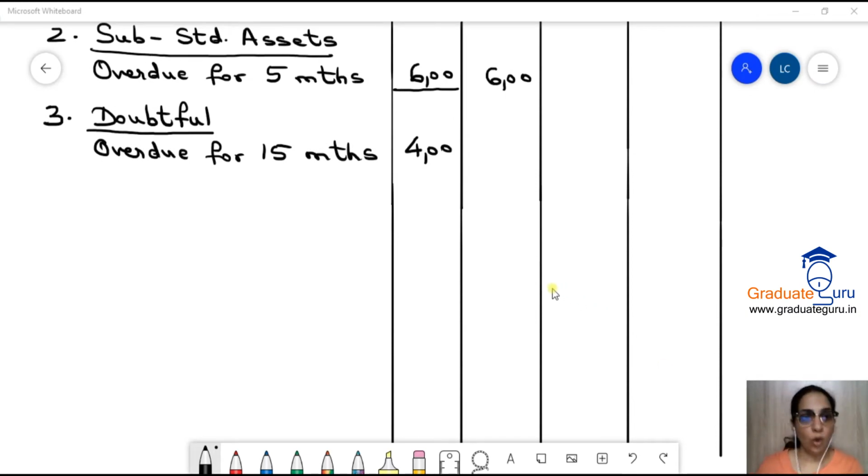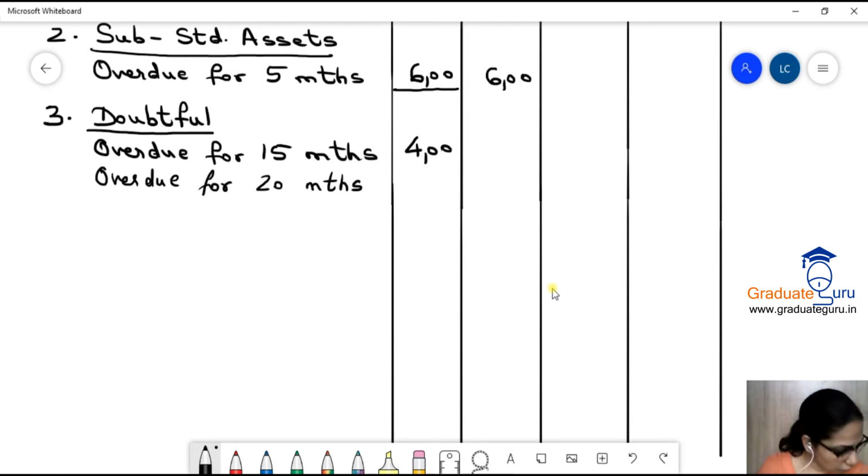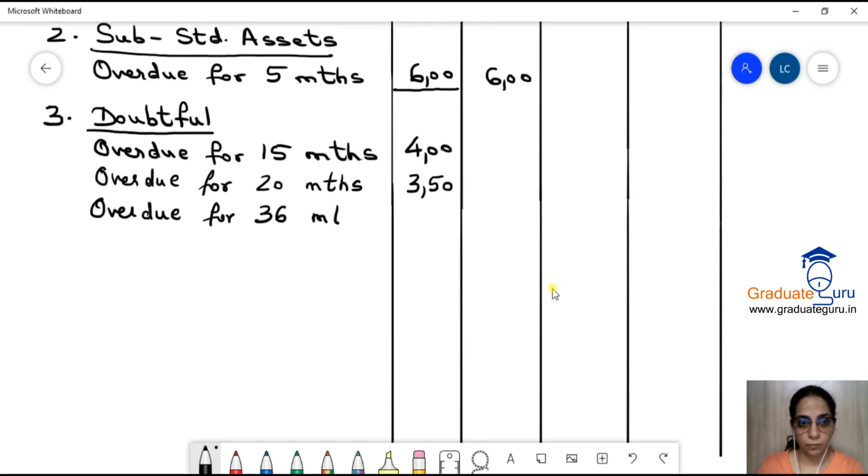So, we'll go for overdue for 20 months, which as I explained is definitely going to be doubtful only. The amount given is 350 lakhs, so 3,50, and overdue for 36 months. Okay, and the amount is 100 lakhs. So let's take a total of these three, 750 and 850.